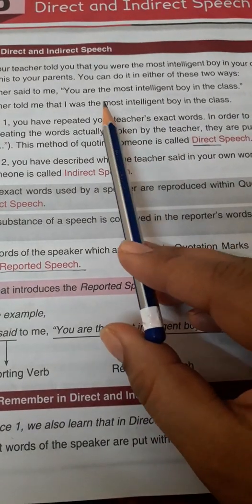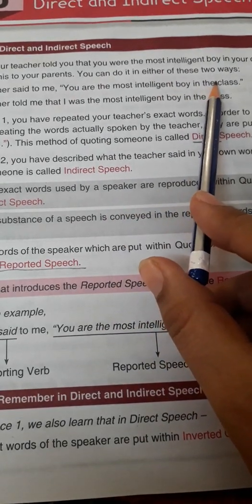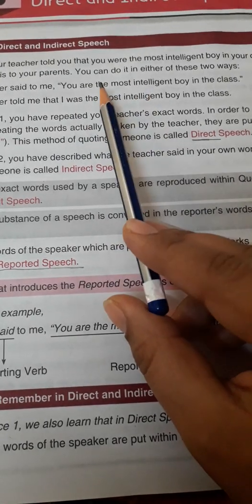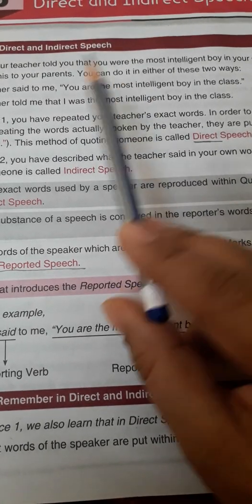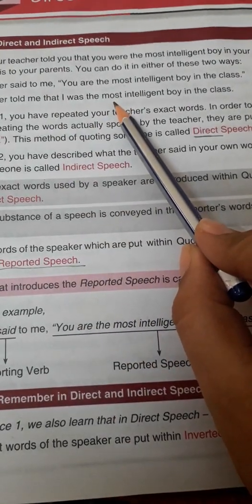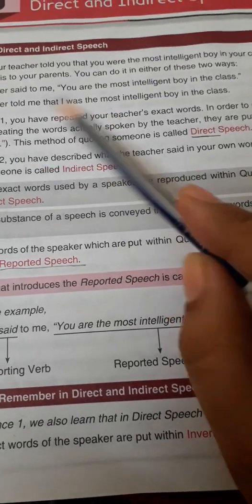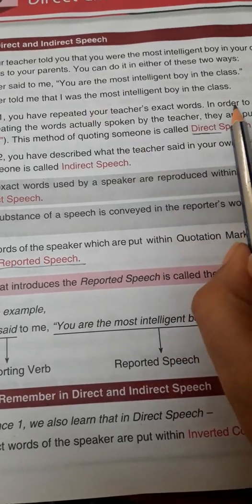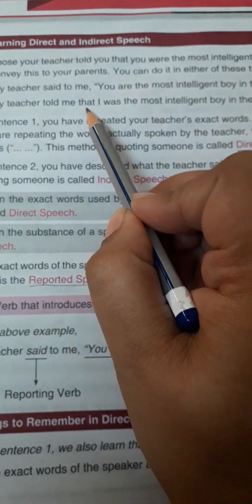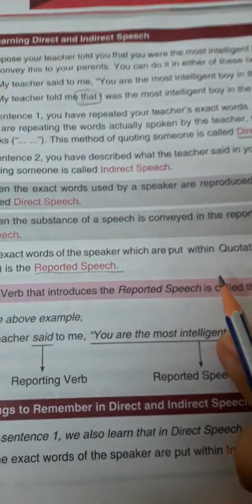So direct speech is expressed in inverted commas, and secondly, here the words spoken by the speaker are directly expressed. Whereas in indirect speech, the words spoken by the speaker are expressed in your own words. And secondly, there is no use of inverted commas. Rather, we use a conjunction to introduce the indirect speech.